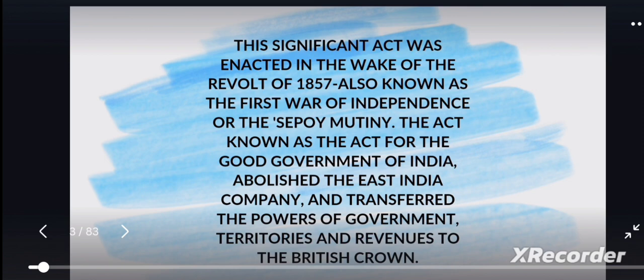This significant act was enacted in the wake of the Revolt of 1857, also known as the First War of Independence or the Sepoy Mutiny. The act, known as the Act for the Good Government of India, abolished the East India Company and transferred the power of the government, territories and revenues to the British Crown.